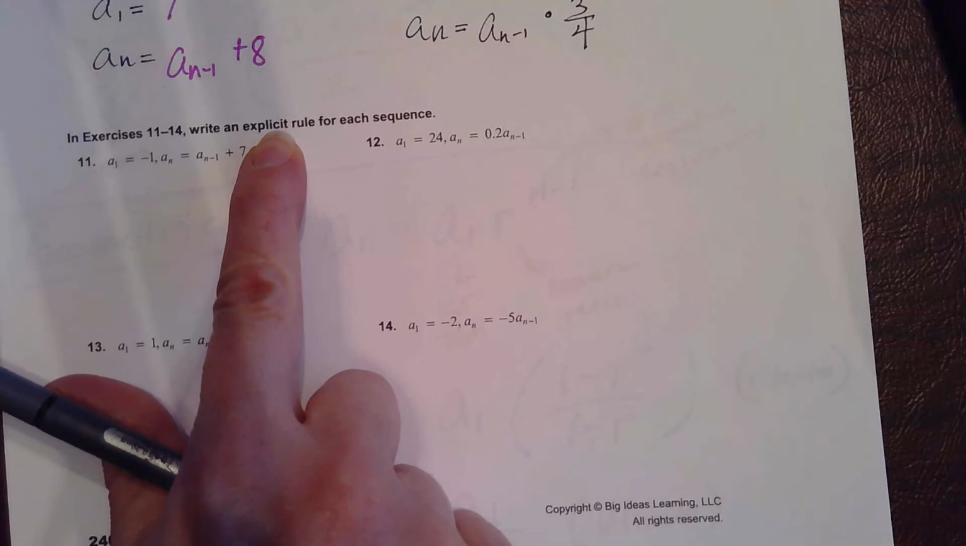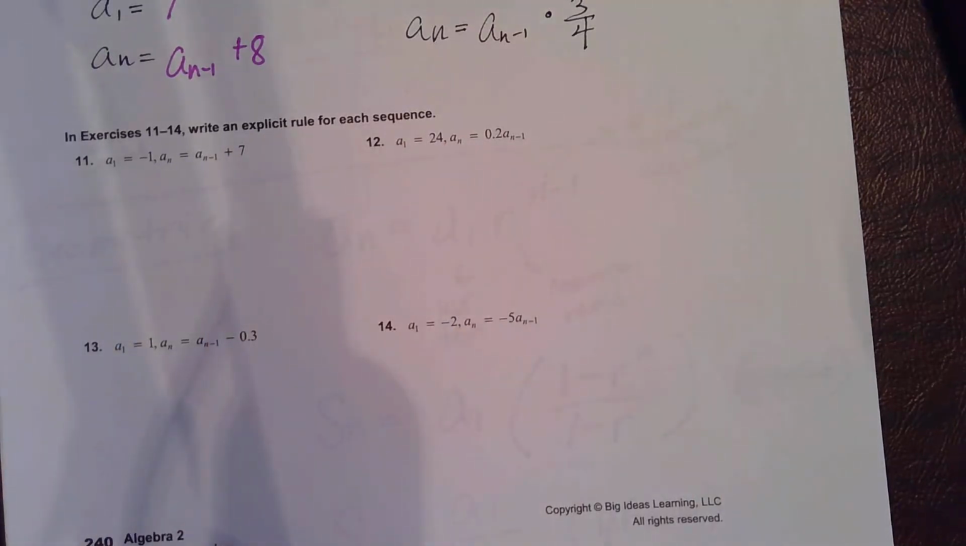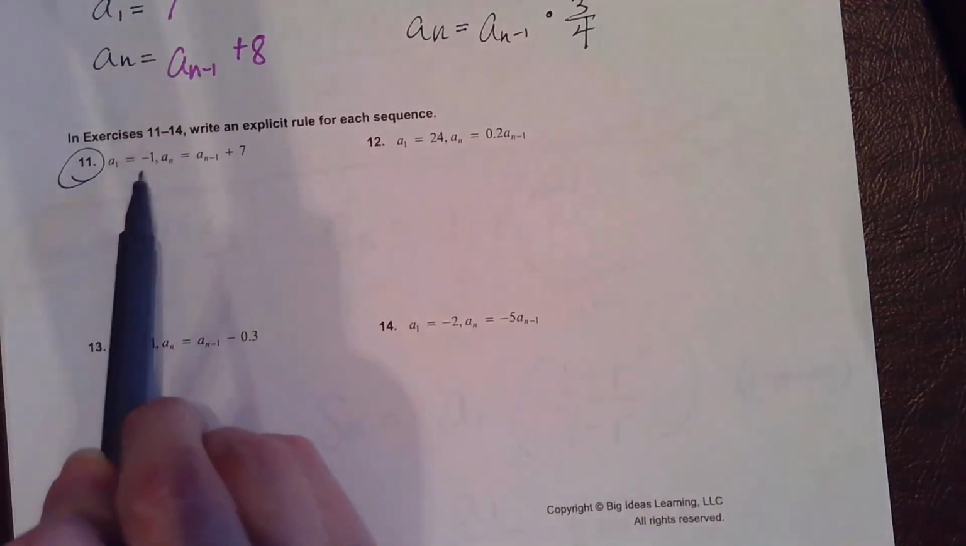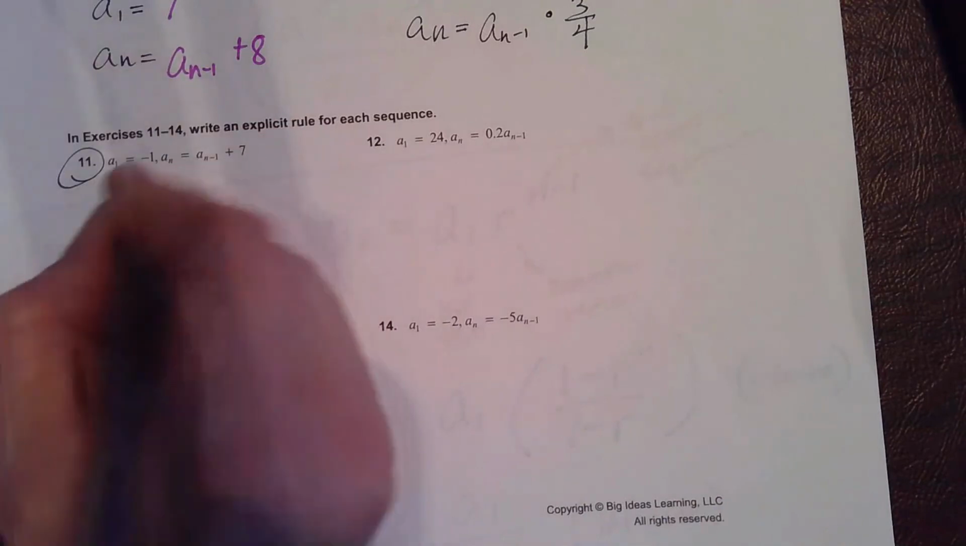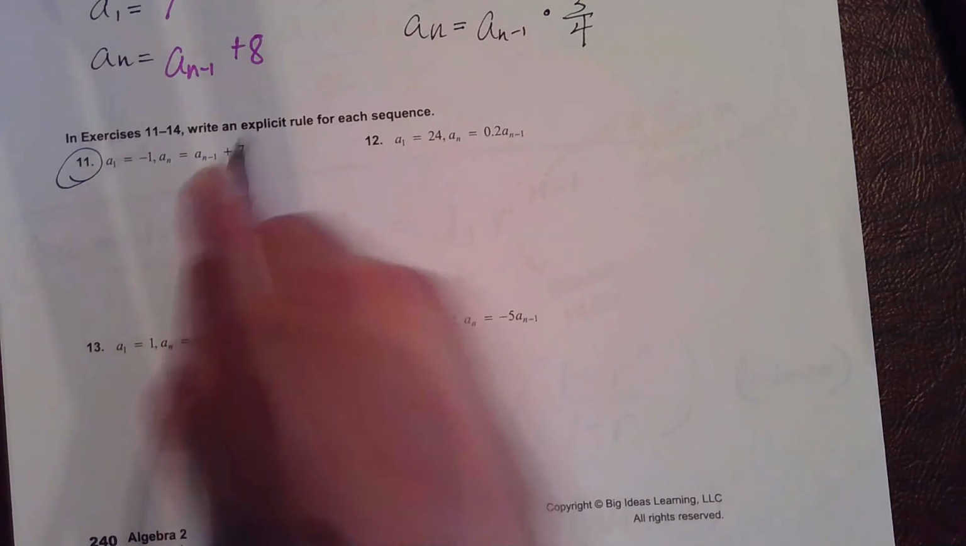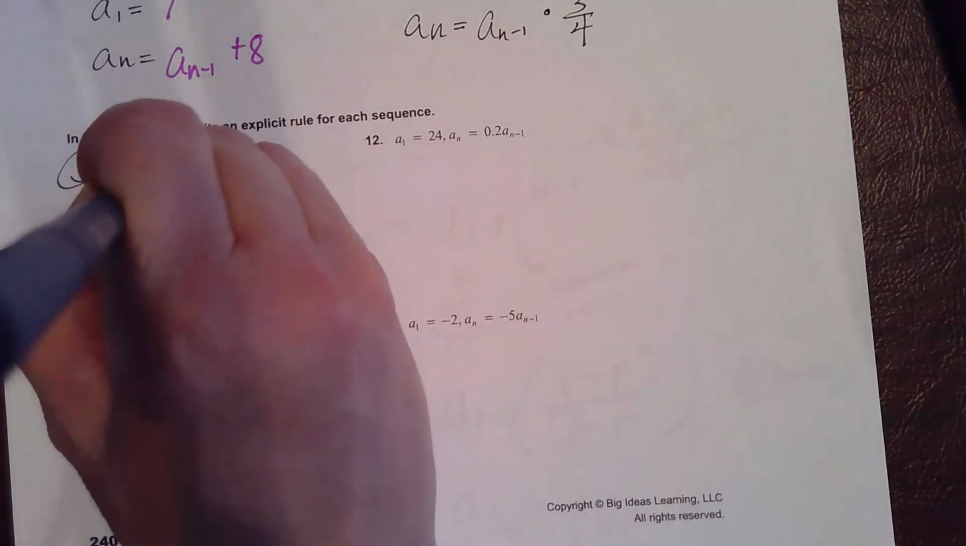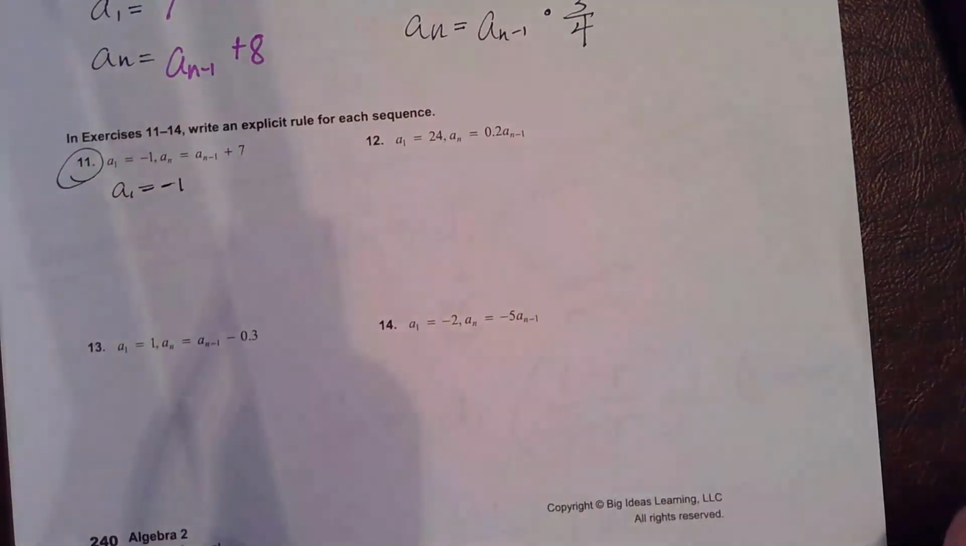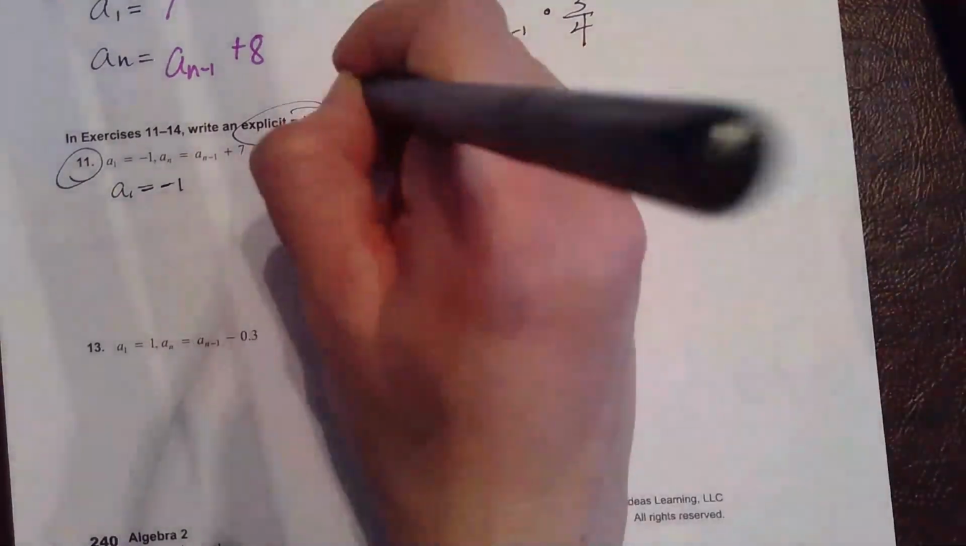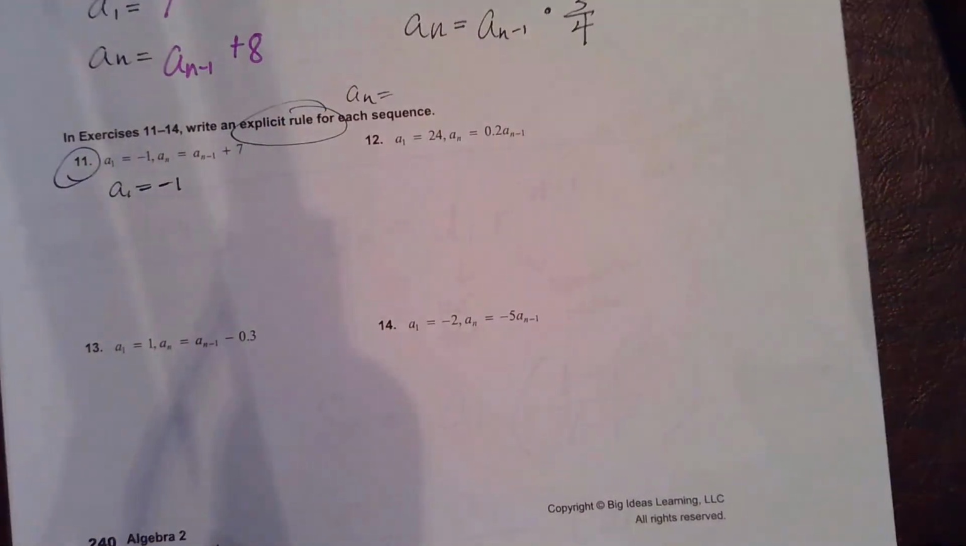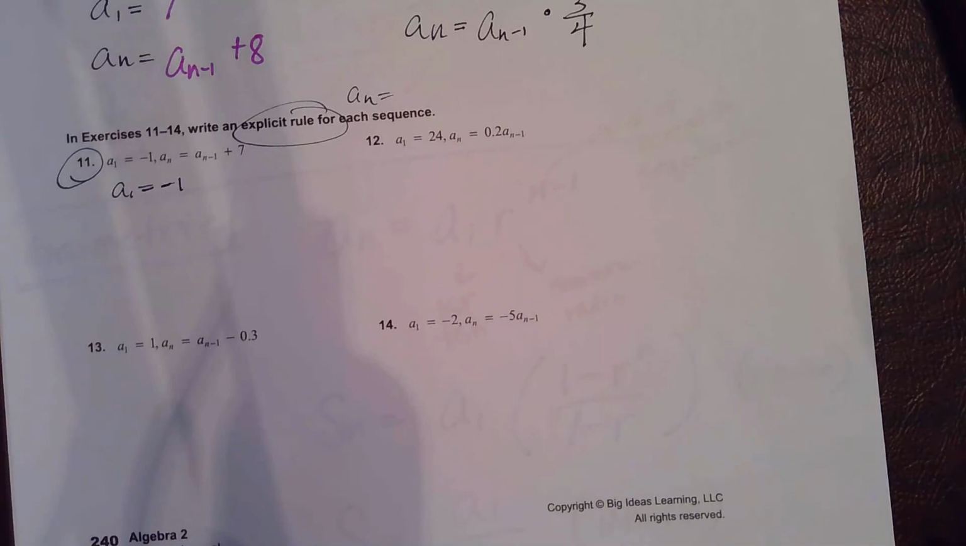So this is the recursive rule for this explicit rule. Let's go the other way around. So now I'm asking you to write the explicit rule given a recursive rule. So let's try number 11. I'm telling you that a sub 1 is -1, and I'm telling you that the pattern is to take your previous term and add 7. So remember, you're writing an explicit rule. So an explicit rule is just your basic a sub n rule that we've done before.